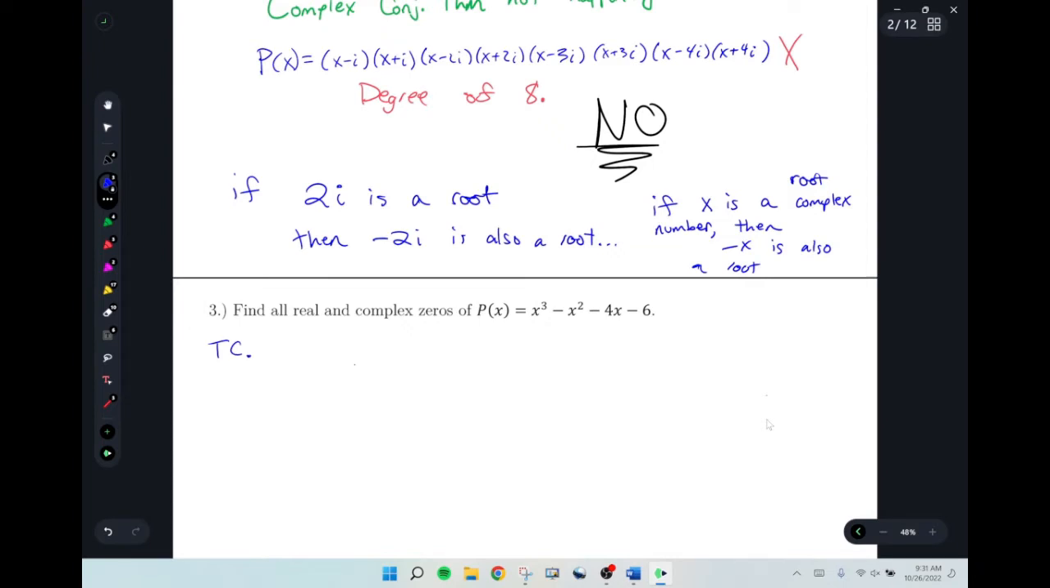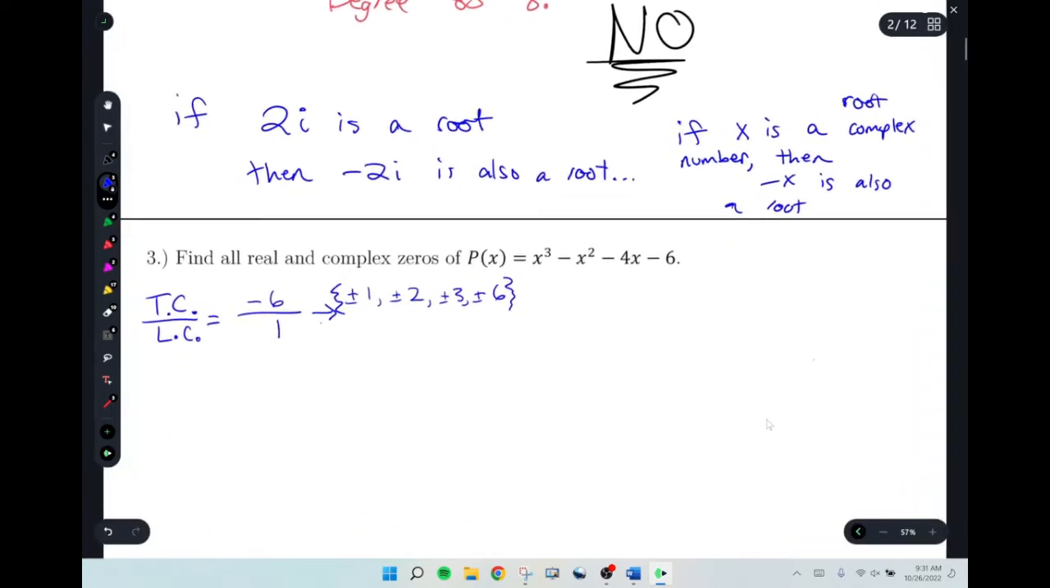Trailing coefficient over leading coefficient. What's the trailing? -6. What's the leading? 1. That leads us to plus or minus 1, plus or minus 2, plus or minus 3, and 6. And does that 1 on the bottom really do anything? No. It never does, right? The other numbers do. They turn them into fractions. The 1 never turns it into a fraction. So we're good with that. If you want to write the 1, you can, just so you don't forget.